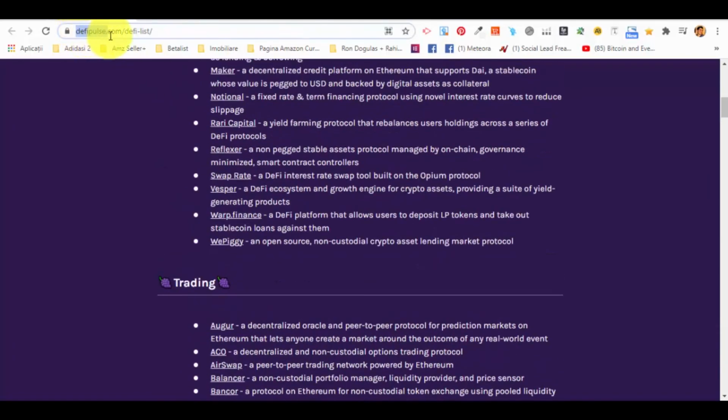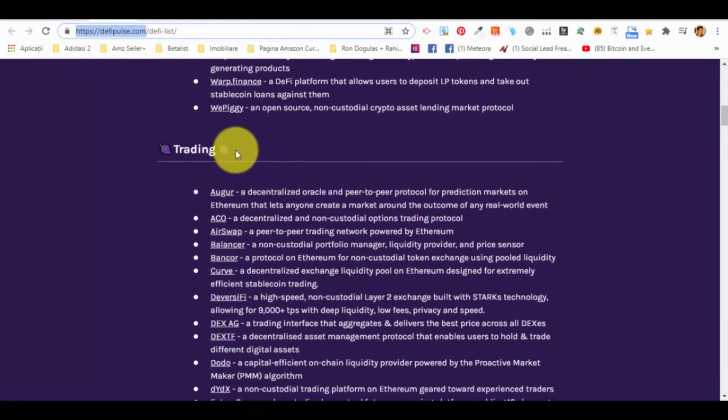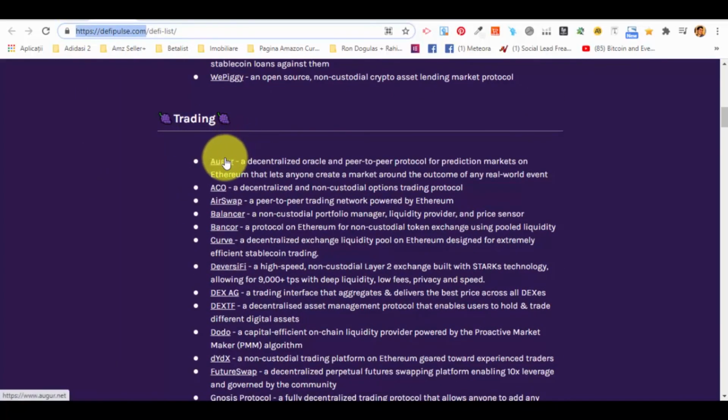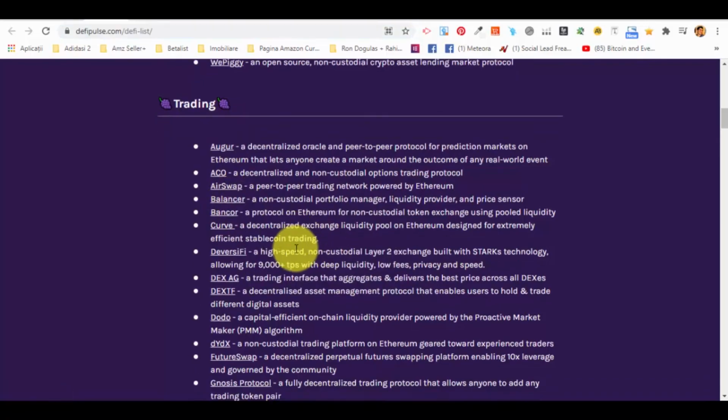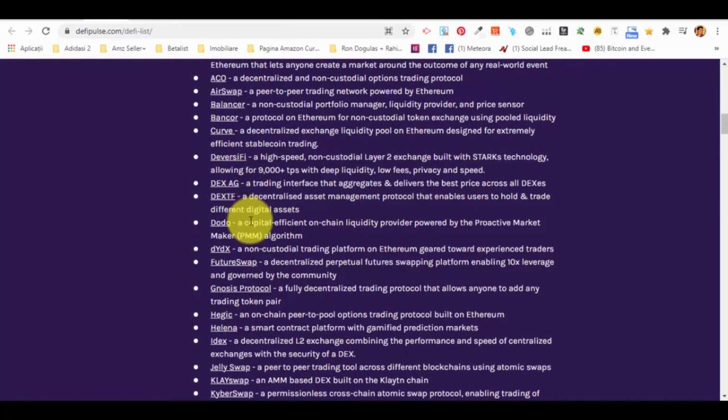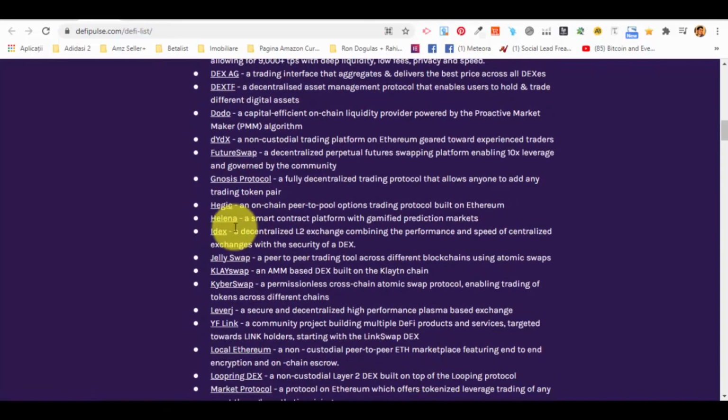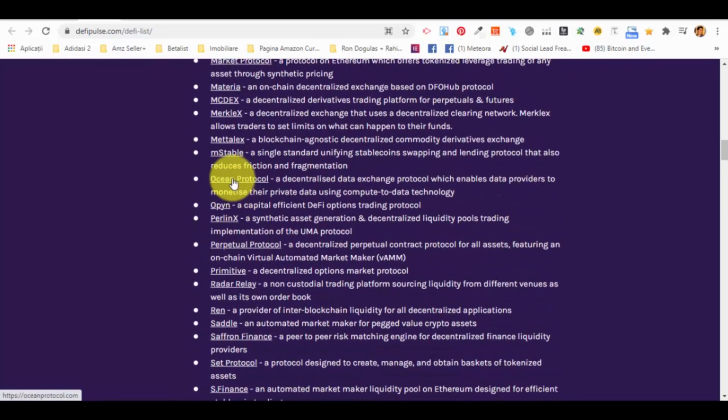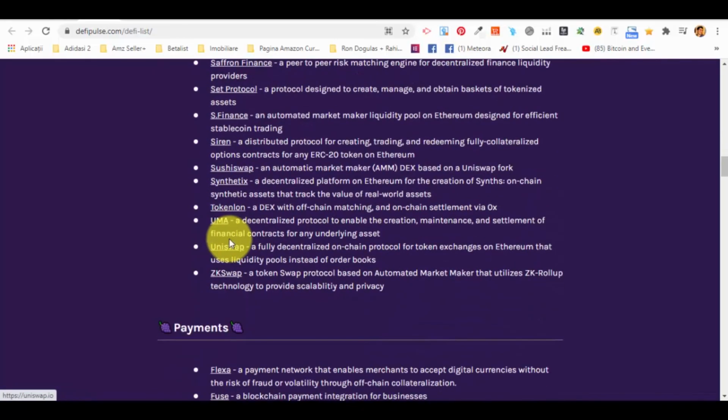dfipulse.com, this is the platform where you want to go. We have trading, we have decentralized finance for trading. Balancer, for example, which is a pretty cool platform. Dodo, which is growing a lot from what we know lately. And others as well.